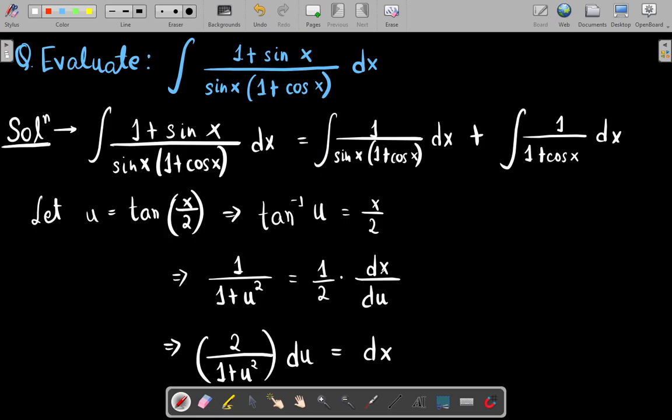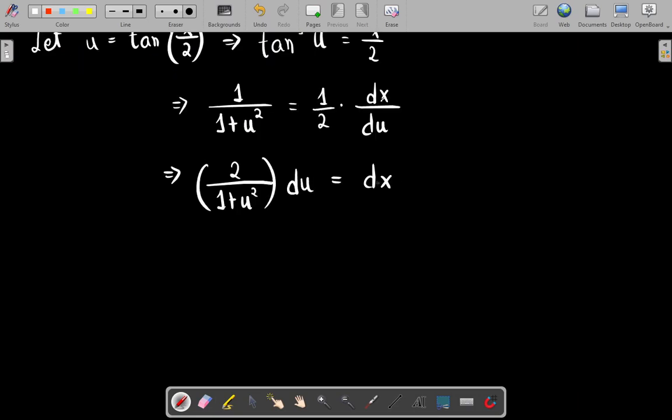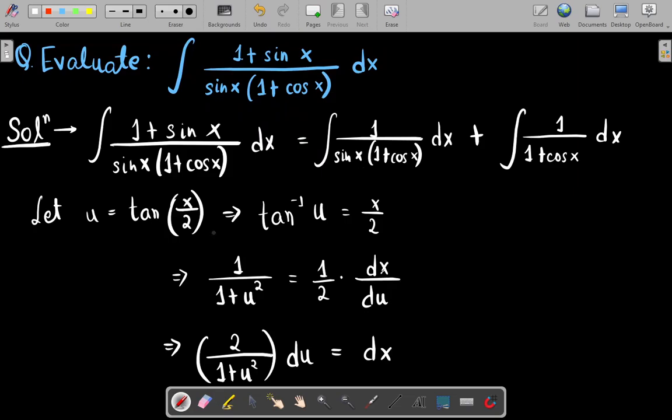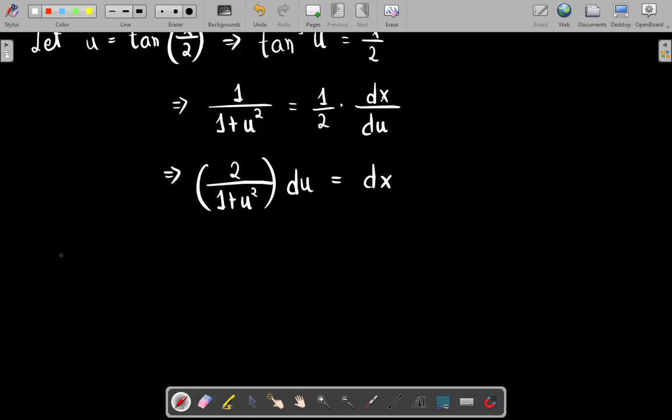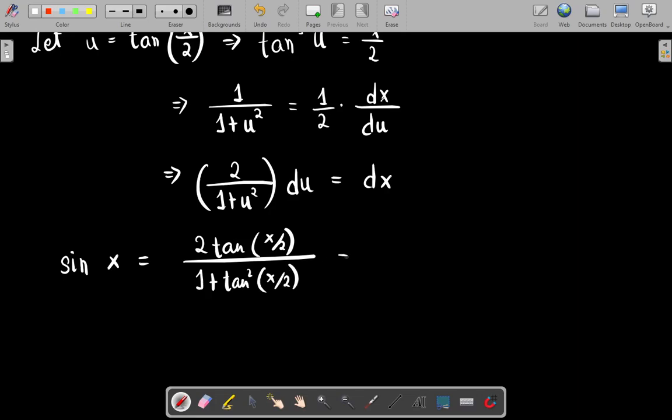Also we have this sin x and 1 plus cos x. So let us try to write sin x in terms of tan x by 2. We use the half angle and double angle formulas. So sin x is 2 times tan x by 2 upon 1 plus tan square x by 2. This is known from trigonometric formulas. Since tan x by 2 is nothing but u, in terms of u this becomes 2u upon 1 plus u square. This is sin x.